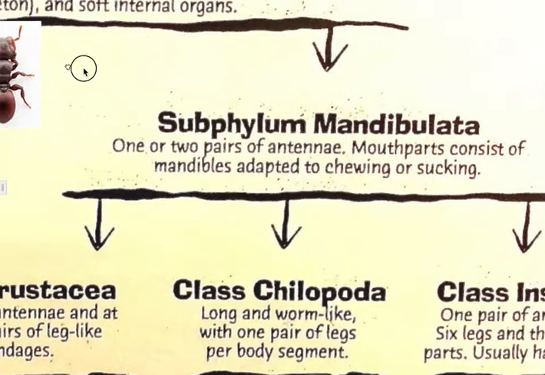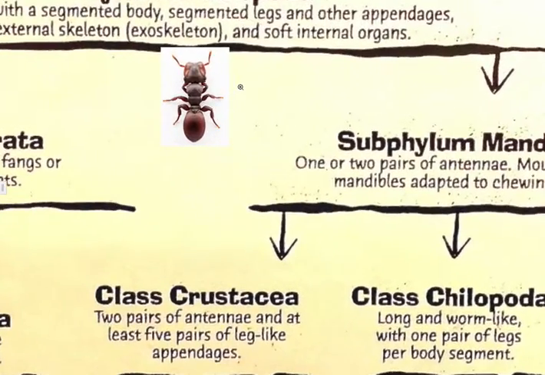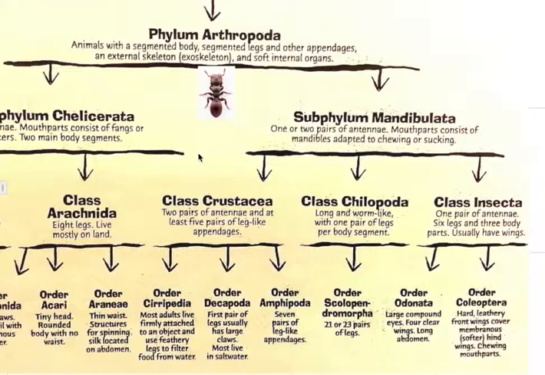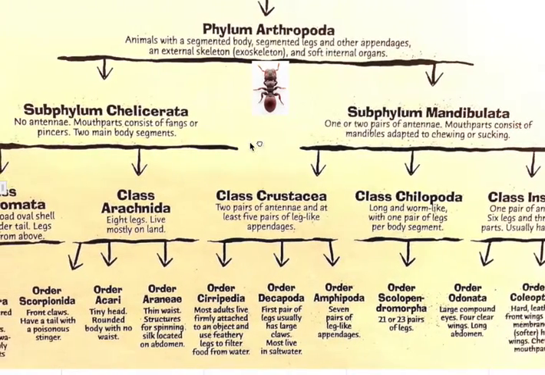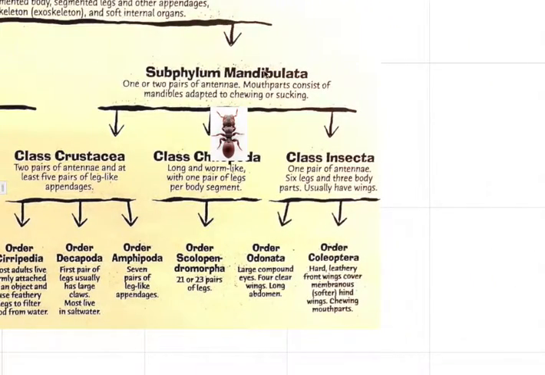So let's look at our ant. Well, I notice if I look at the two different subphylums, one of the easiest characteristics to distinguish is the presence of antennae. The ant does have antennae, which means we are now looking at this side of the classification chart in the subphylum of Mandibulata. So I can discount anything on the other side. I now need to look under the class. So would it be a crustacea, a chilopoda, or an insecta?